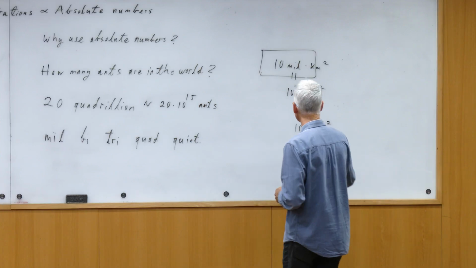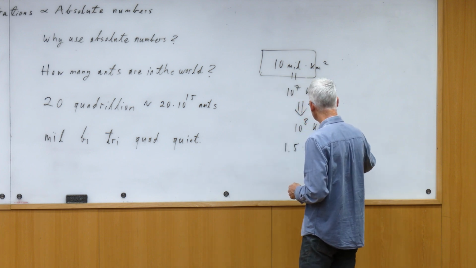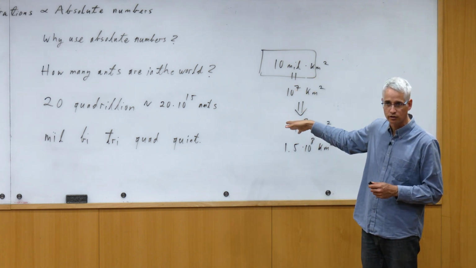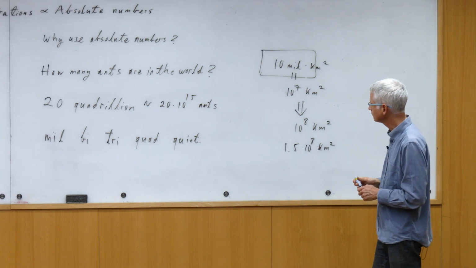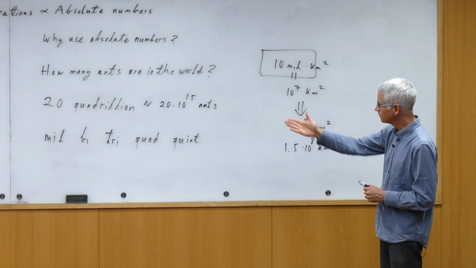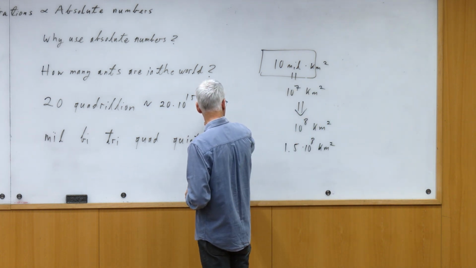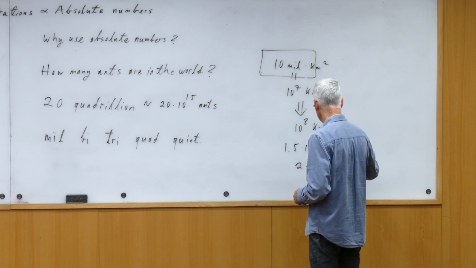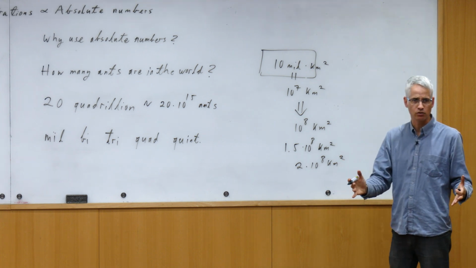Yeah, so the correct answer is 1.5 times 10 to the 8 kilometers squared. Okay, so there's 15 US, not 10 US. It doesn't matter so much what we want to do. Let's make it 20 US, so it would be easy with the 20 quadrillion, right? Because we said 20 times 10 to the 15 ants, and we make it 2 times 10 to the 8 kilometers squared.